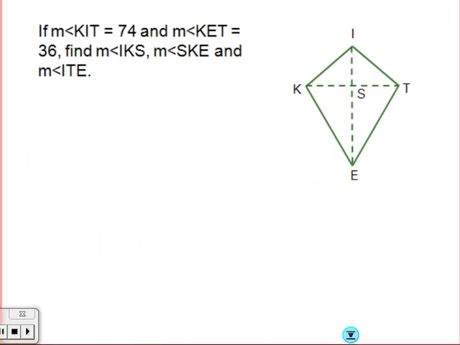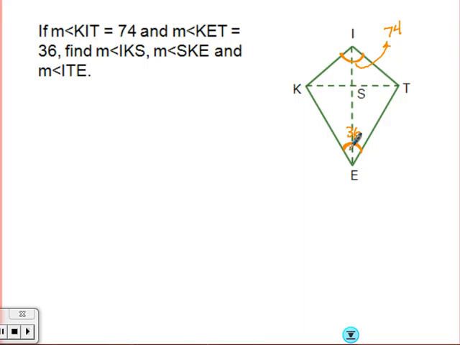Let's take a look here. So another kite, just more examples of things we can do. If KIT, this angle right here, is 74. Okay, that angle right there is equal to 74. And KET, this whole bottom angle, is 36. Okay, that whole angle is 36.